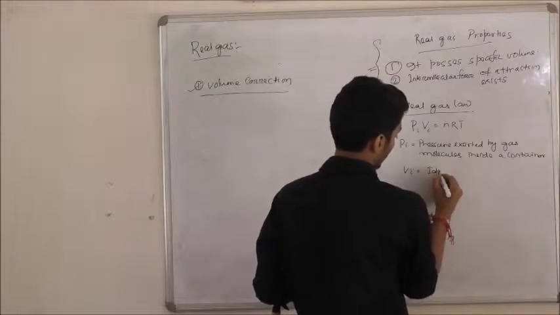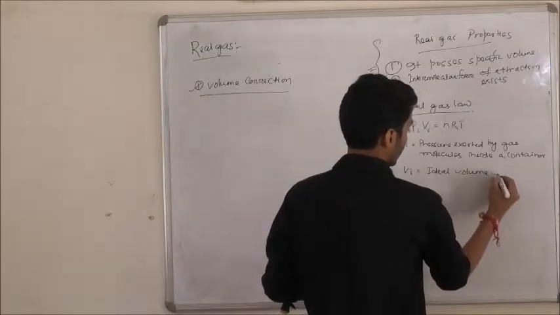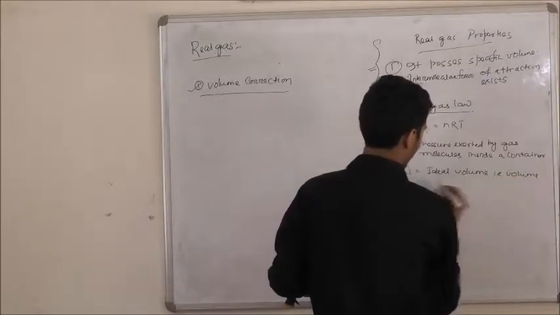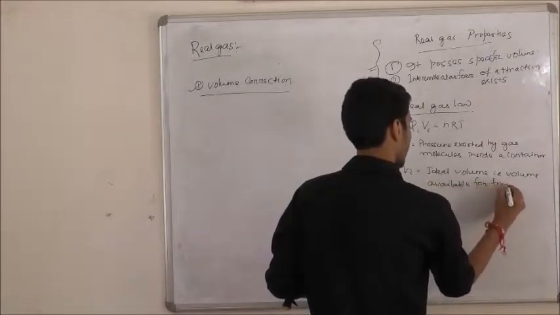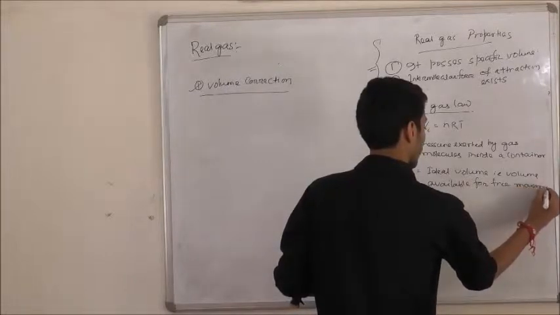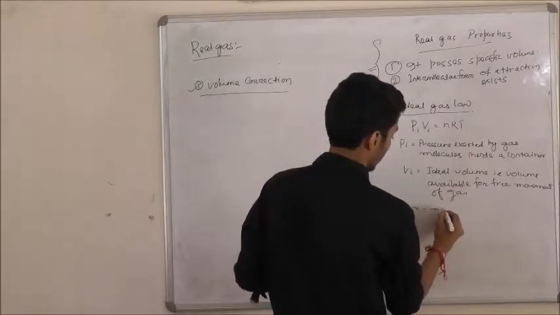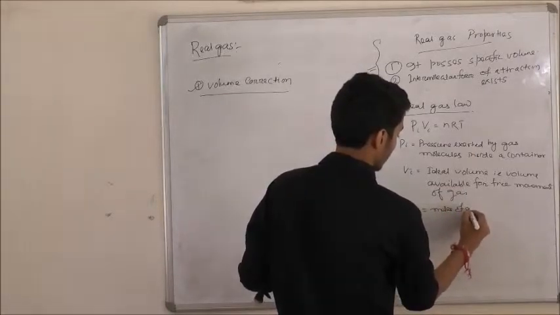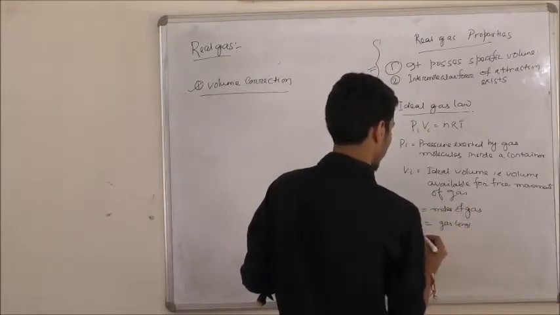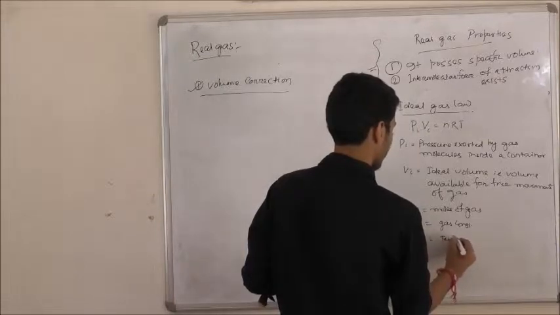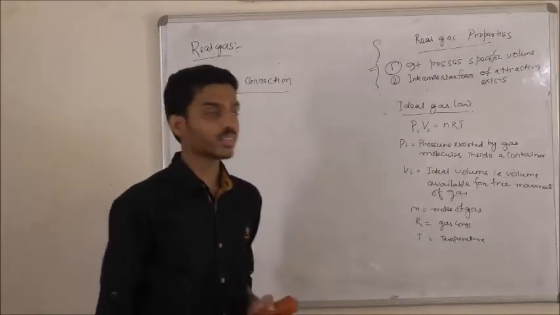Vi equals ideal volume, that is the volume available for free movement of gas. And you know, n is moles of gas, R is the gas constant, and T is temperature. Okay, so this is all about the ideal gas law.